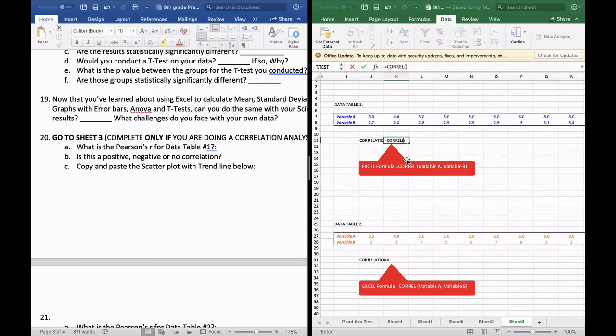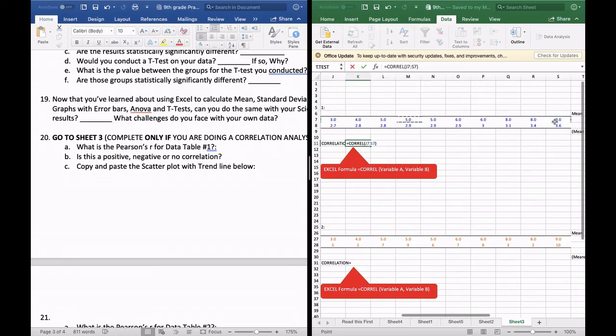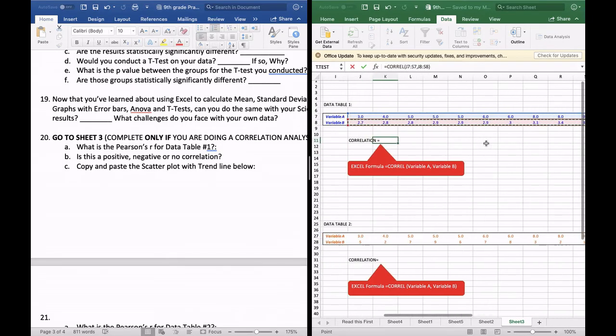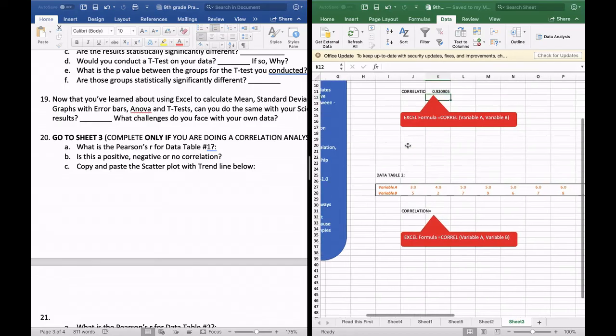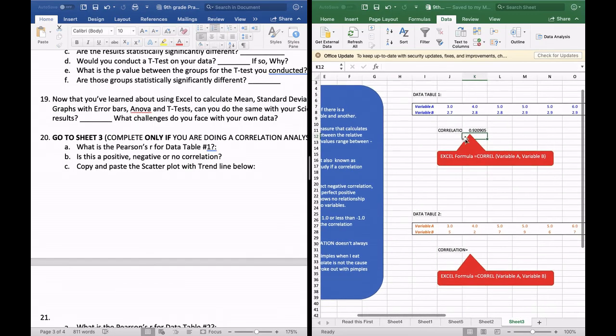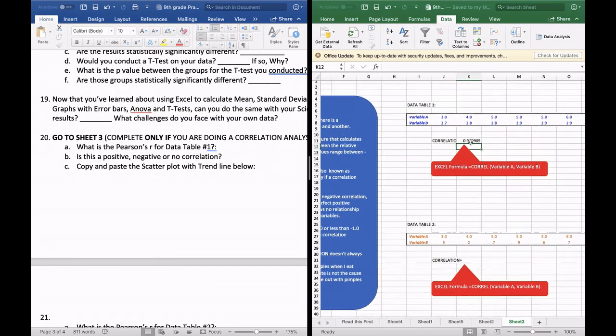You're going to click on correlation, and then a parenthesis opens. You're going to highlight variable A, and then you're going to type a comma to separate it from variable B, comma. Now you press enter, and you have a Pearson's R of 0.92. So remember what I told you: a correlation of 1 shows a perfect positive correlation, right? We see a value here that's close to 1, so we know that we have a positive correlation here.